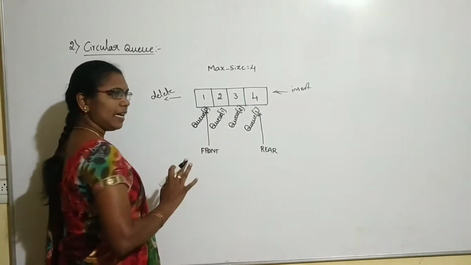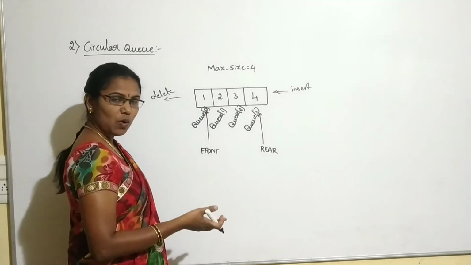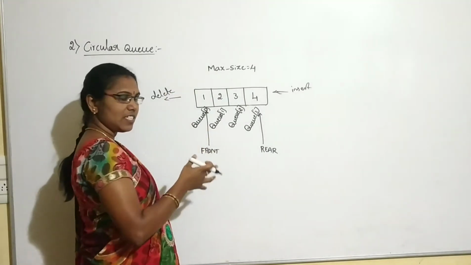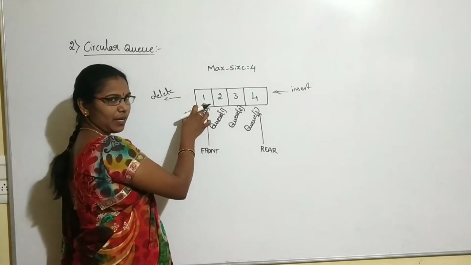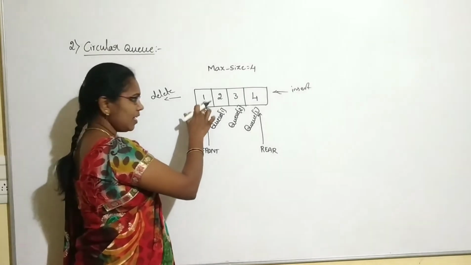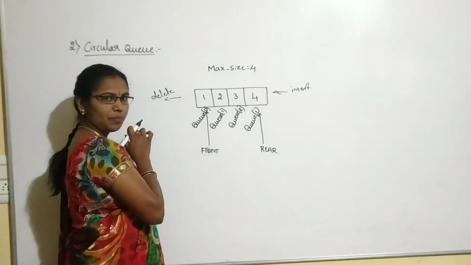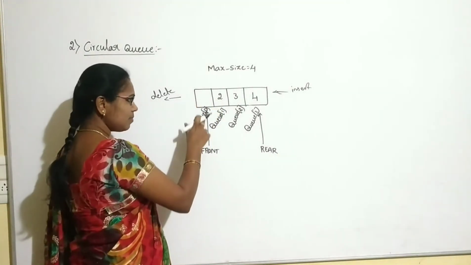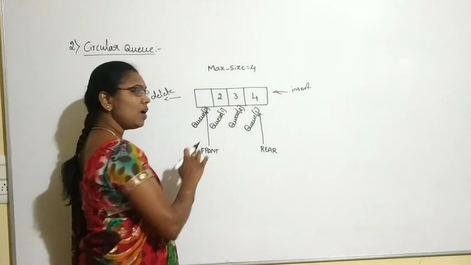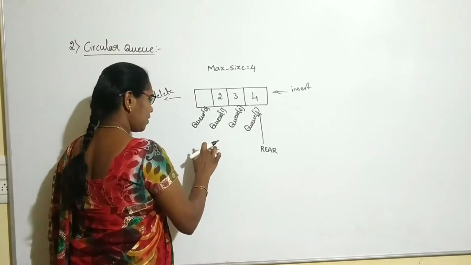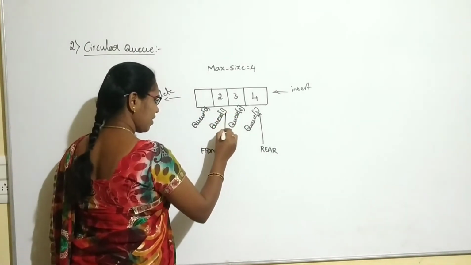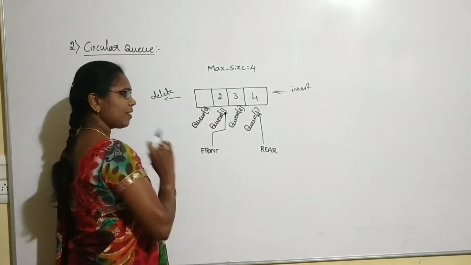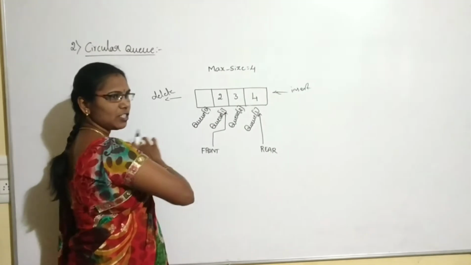We want to delete an element. Which element is ready to go from the queue first? Which element did we insert first? Which element did we insert into the queue? We inserted 1 first. This element will be removed. After this element is removed, the front, which earlier pointed to position 0, now points to position 1, because this element is ready to go out.